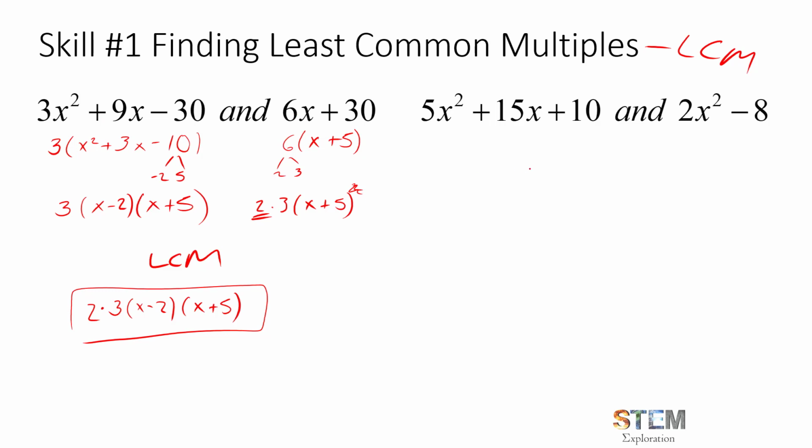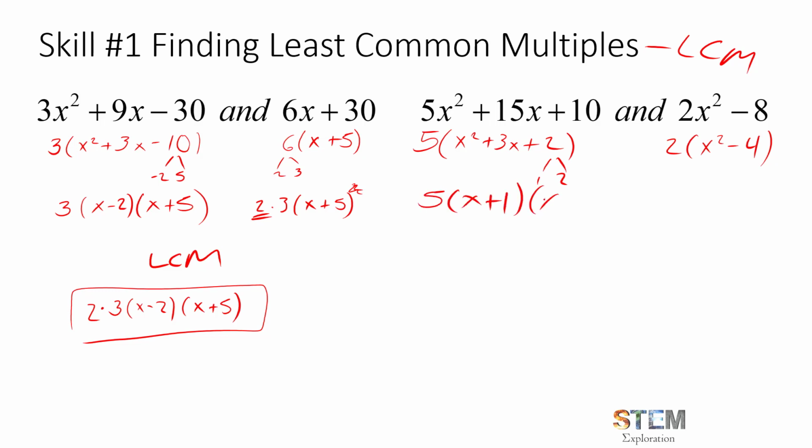So now let's try that again. We have this term here, so let's factor it out completely. x squared plus 3x plus 2. And we can pull a 2 out of this side: x squared minus 4. And again, 1 and 2. So this means that 5 times x plus 1 and x plus 2 is all the terms on this side. This one's 2 times x plus 2 times x minus 2. And so we have these here.